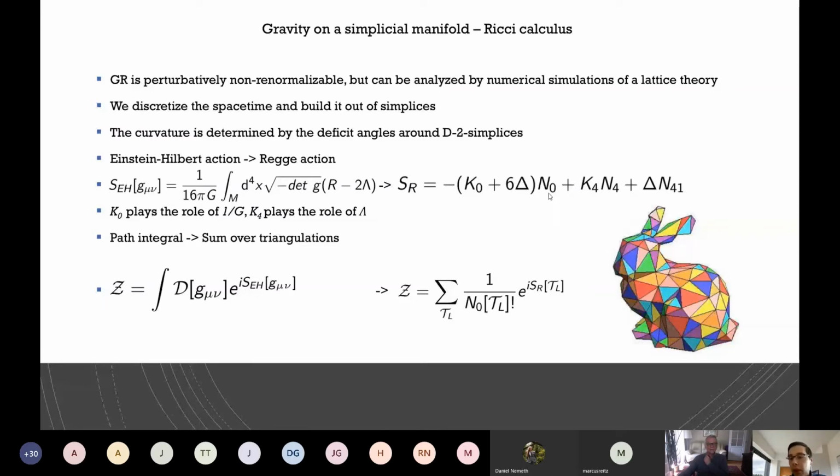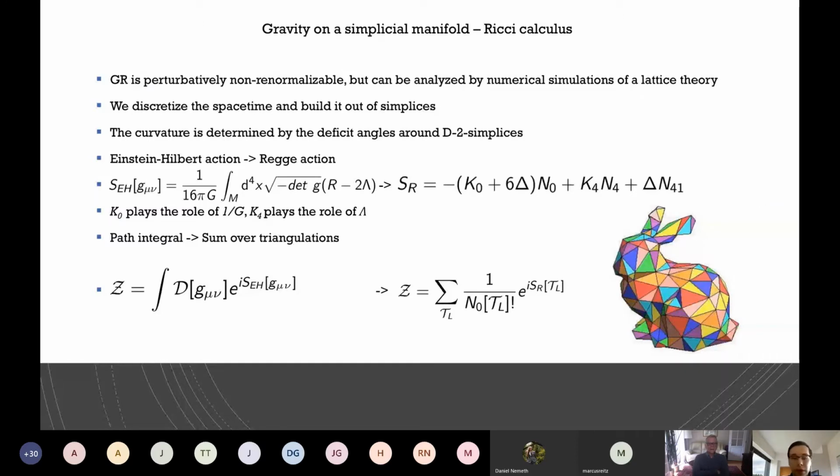This is the total number of zero-dimensional simplices, so the vertices. The total number of four-dimensional simplices, N4, in the case of four-dimensional CDT, of course, and the number of 4-1 simplices, which is a subset of all N4 simplices. And I will show them more on the next slide.